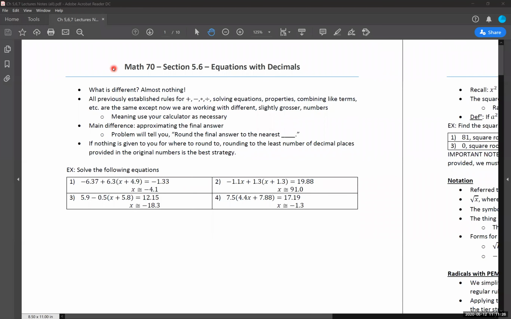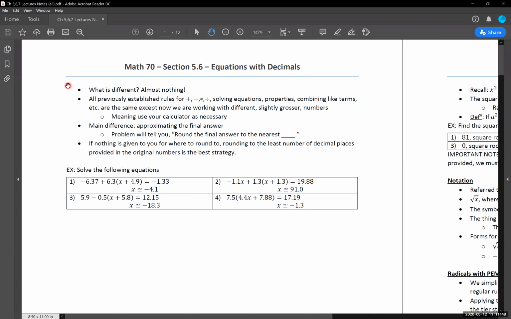Today we are going to be covering, again, 5.6 and 5.7. I think the 5.6 material is pretty quick, it's pretty straightforward. I think it sounds a bit more difficult, it might look a bit more difficult than it actually is, but essentially this is a section where you're going to be wanting to use your calculator more compared to previous ones. So working with equations with decimals.